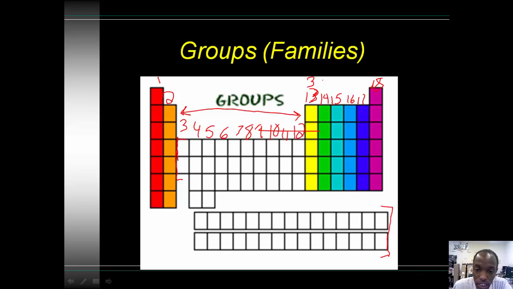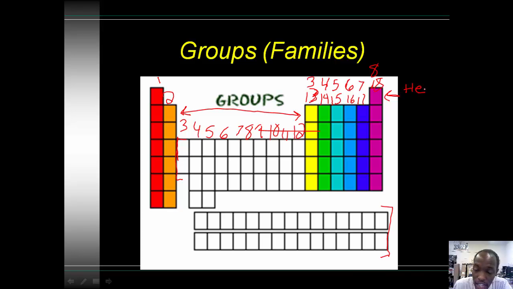Elements in group 14 have 4 valence electrons. Elements in group 15 have 5. Elements in group 16 have 6 valence electrons. Elements in group 17 have 7 valence electrons, and elements in group 18 have 8 valence electrons. Now, the exception to this rule is helium.